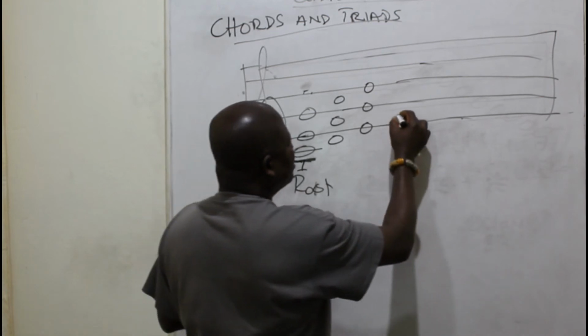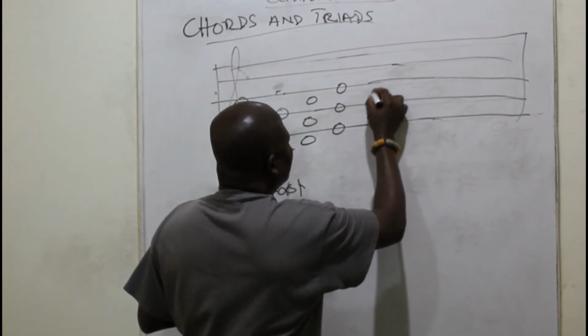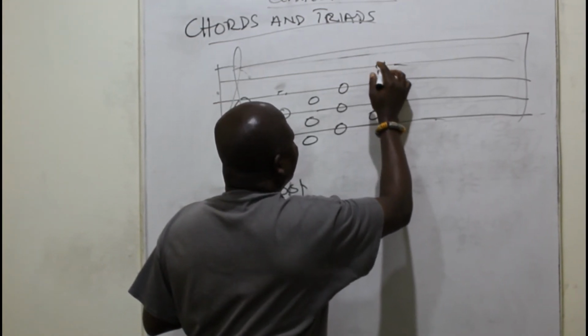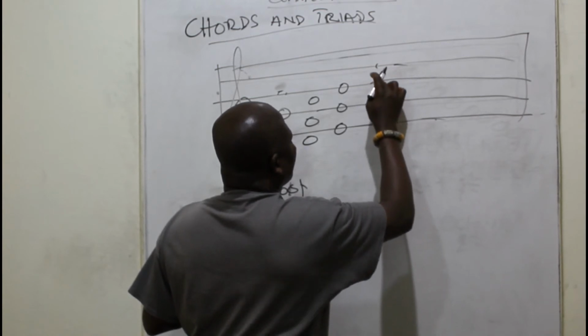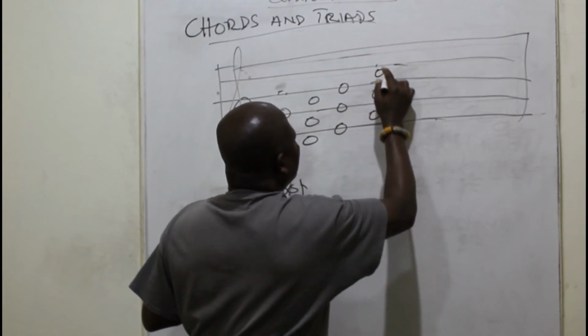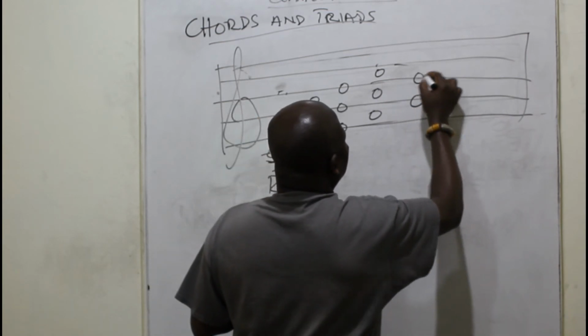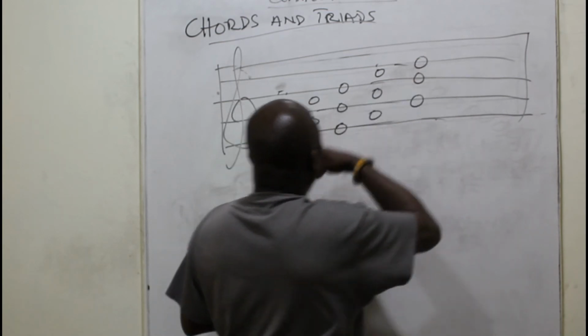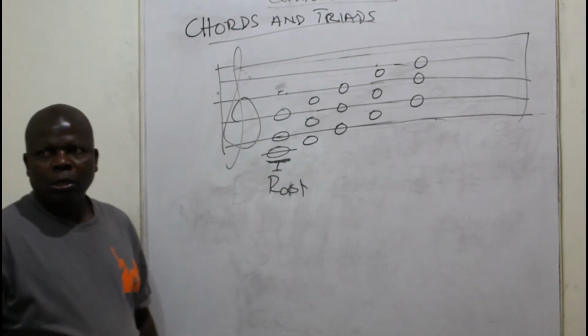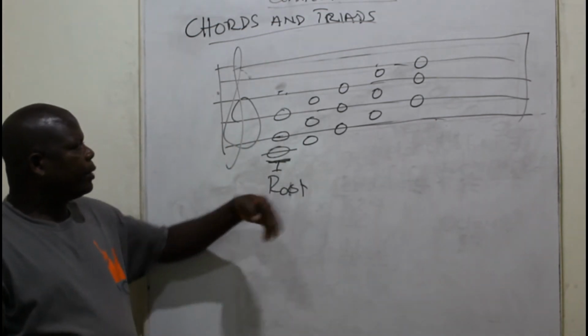You can also build another one here, this way, 2, 3, 4, 5. So this way. All these are chords. You can build them this way and that way. So these are all chords.